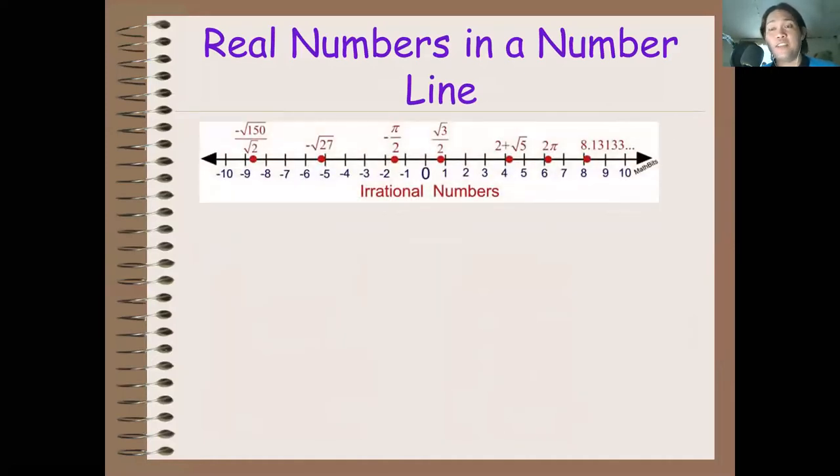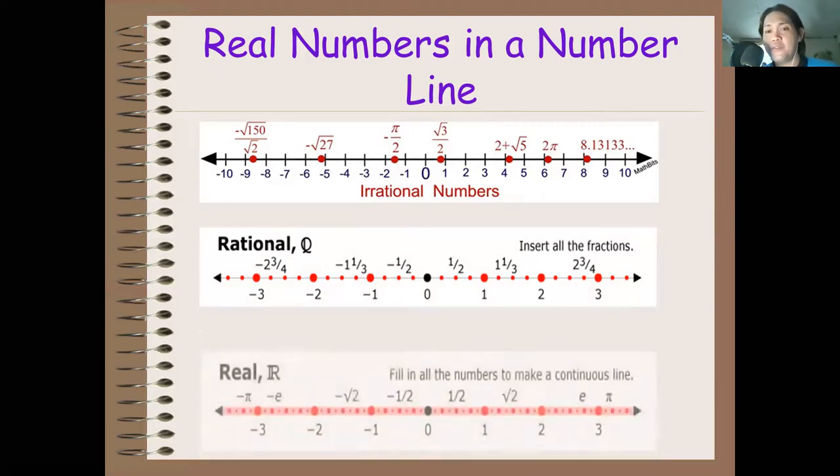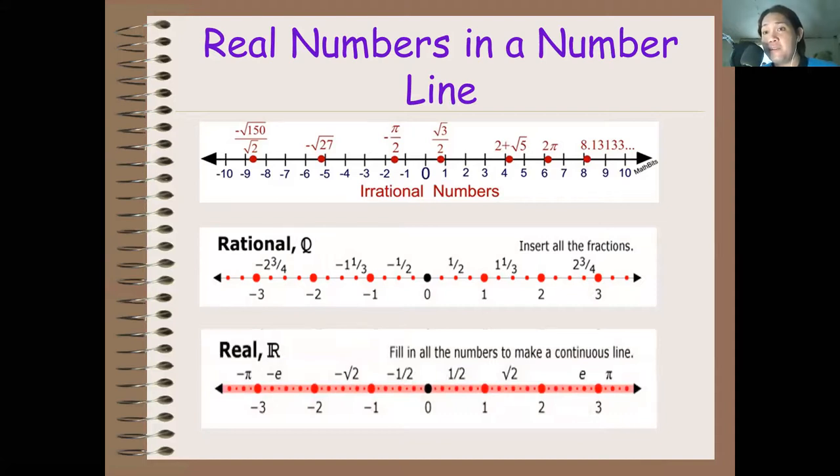So now, real numbers on a number line. I'm showing this picture to you so that you will realize that you can also plot irrational numbers on a number line. As you can see there, this shows the location of the irrational numbers on a number line. Rational numbers can also be located on a number line. And of course, to combine them all, rational and irrational numbers can be located on a number line since they are part of real numbers. So real numbers are all numbers that can be found on a number line. I want you to remember that one and hope you won't forget it.